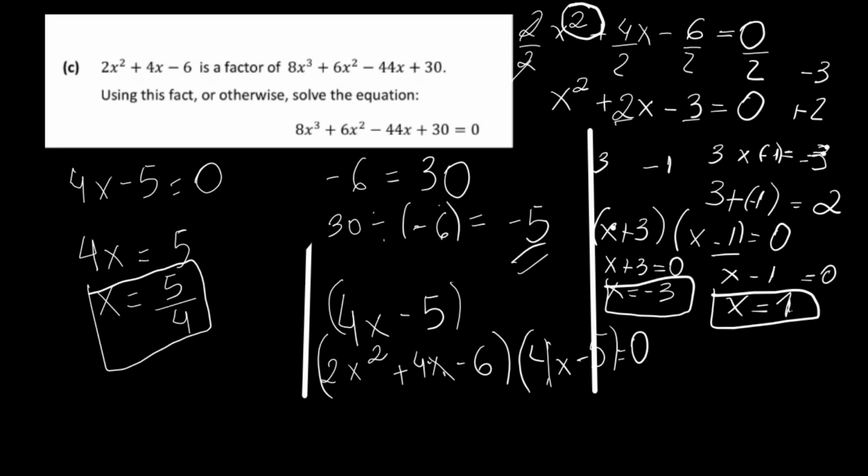In your paper, they put x equals, x equals, and x equals at the end. Don't forget you have 3 solutions. So our final answer will be minus 3, 1, and 5 over 4. So that is our final solution.